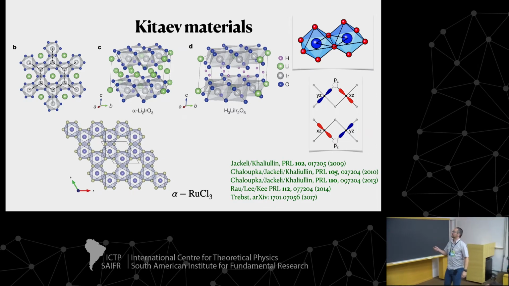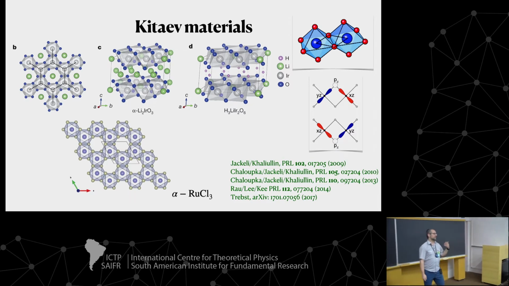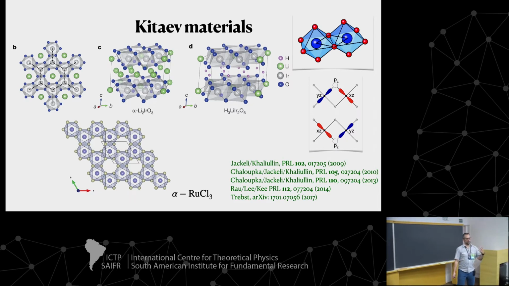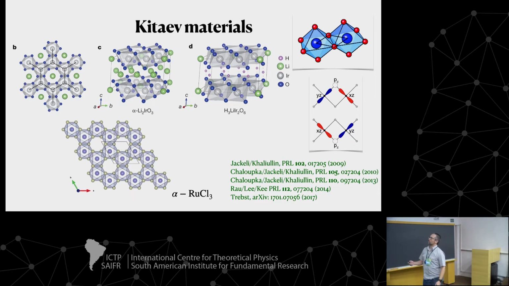But since 2009, Jackeli and Khaliullin proposed a mechanism by which you could generate these Kitaev-like couplings in real materials. So this is somehow what made the field come really alive, and it's interesting. Basically, the ingredients you need, as I said, are a Mott insulator, but with strong spin-orbit coupling. So those are the two ingredients.